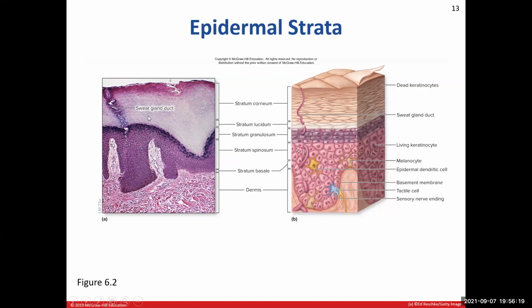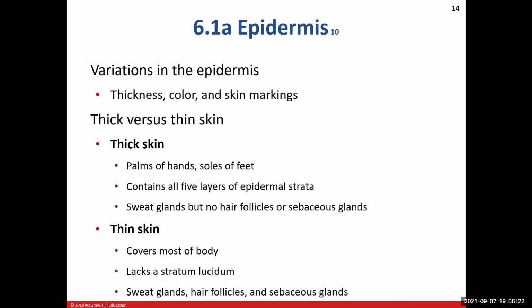Thin skin looks a little bit different. I'll show you. I've got a slide that contrasts that. So when we're looking at the epidermis, there are three things that we're going to notice with some of the variations in the epidermis. One is going to be the thickness, and I just talked about that. I'm going to go into a little bit more detail. Color is another variation, and then some of the skin markings that we see.